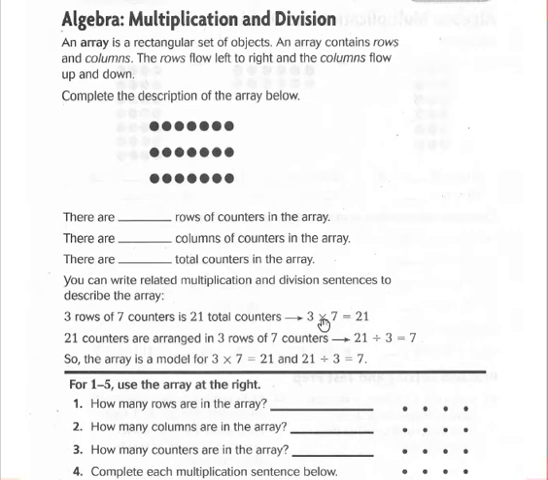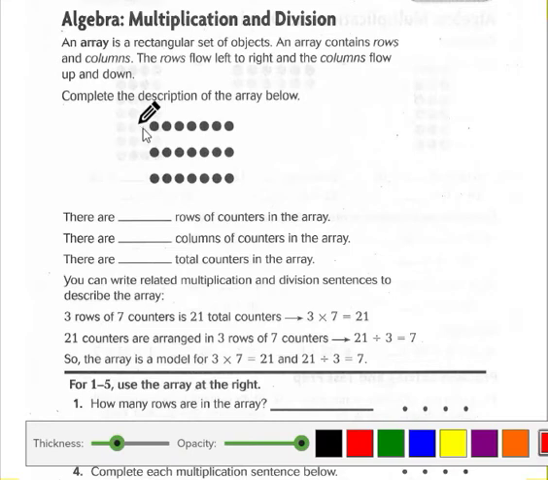All righty, you ready? All right, a quick review. An array is a rectangular set of objects. An array contains rows and columns. Remember, my rows go from right to left. My columns go up and down.